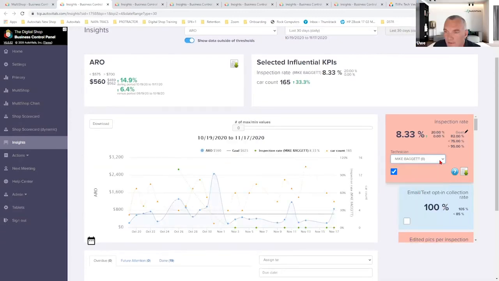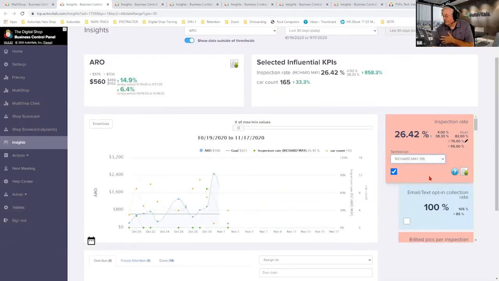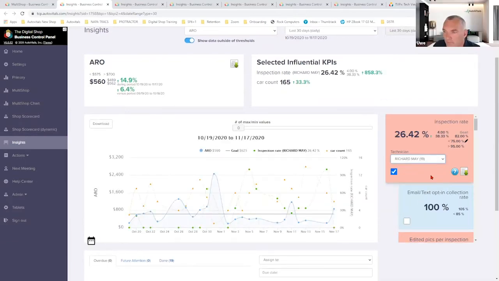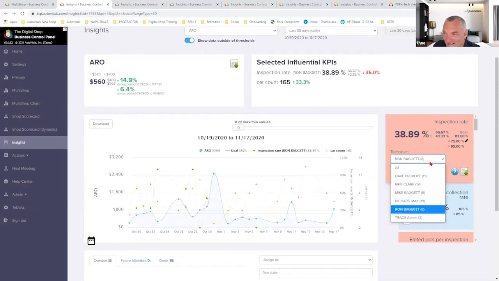So I think Mike doesn't count because I was helping. I'm thinking he shouldn't be in the shop. Yeah. See, Richard is one of the ones pulling the slacker inspection down. Slack. Ron.